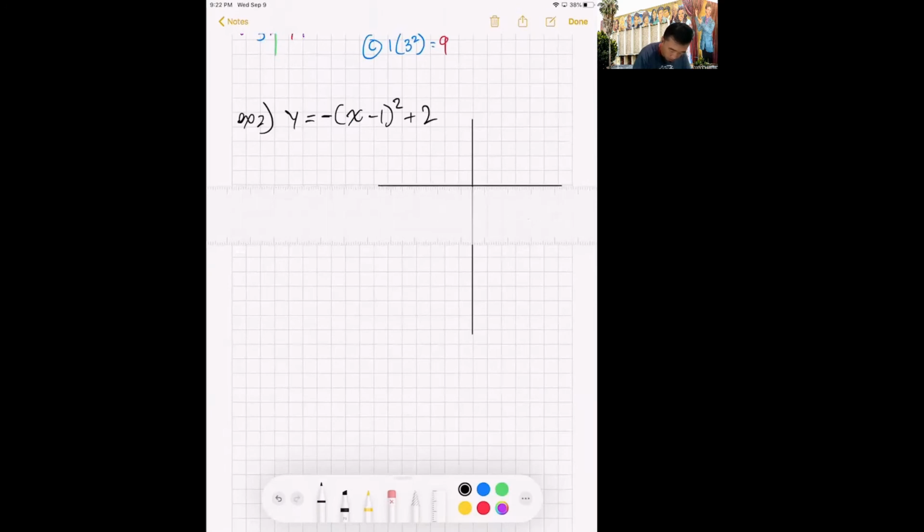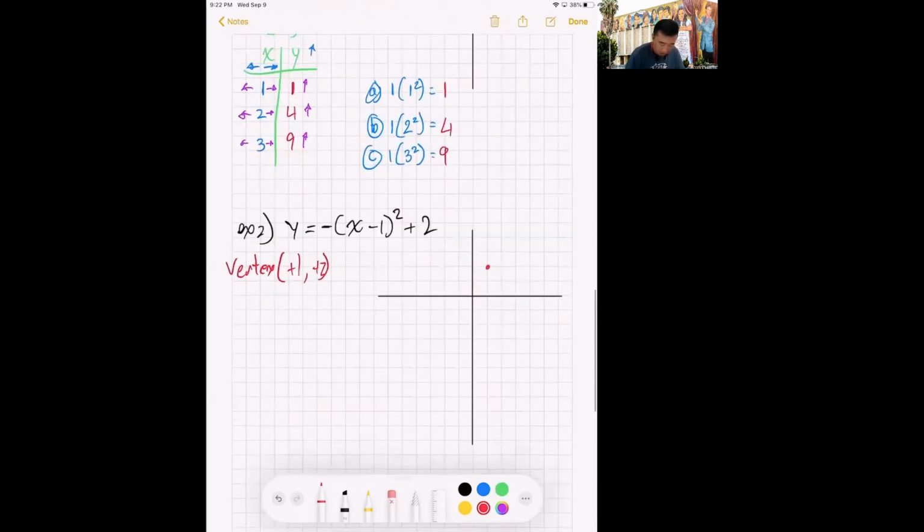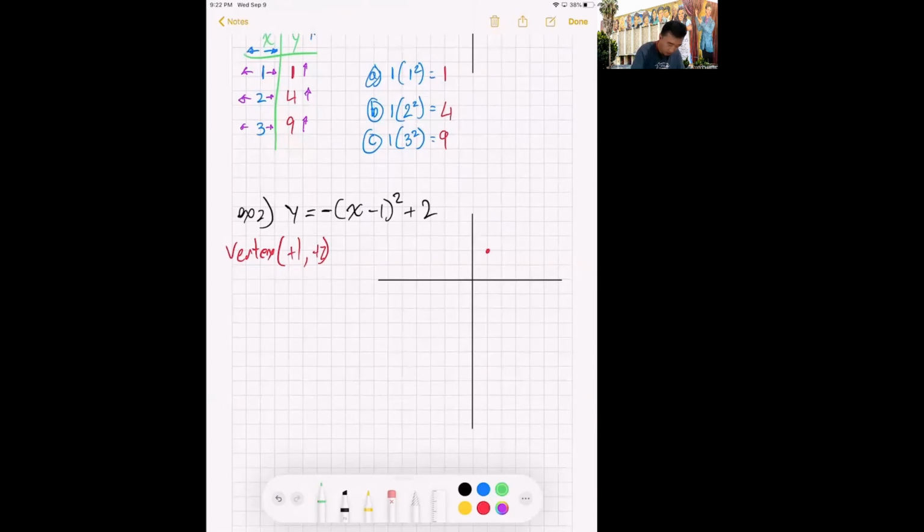Okay. Where's the vertex? The vertex is in the exact same place, right? +1, +2. So I'm going to go with +1, +2. But the only difference between that and this is that because these are all negatives, right? So we have the x and y, and this is the same again, 1, 2, and 3. This is the same, 1, 4, and 9, but they're going to be all negatives, right?